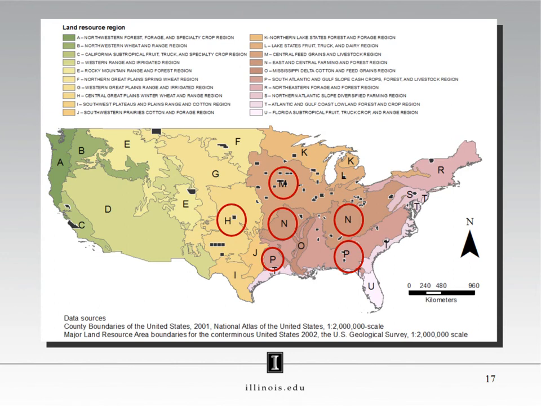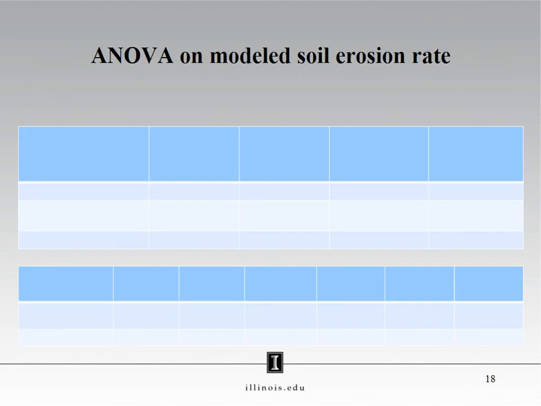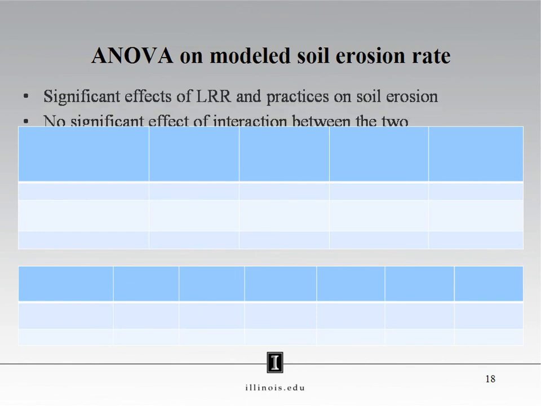This is a map for the 30 counties. As I mentioned right before, we focus on the 4 LRRs. This is results from our modeling work.